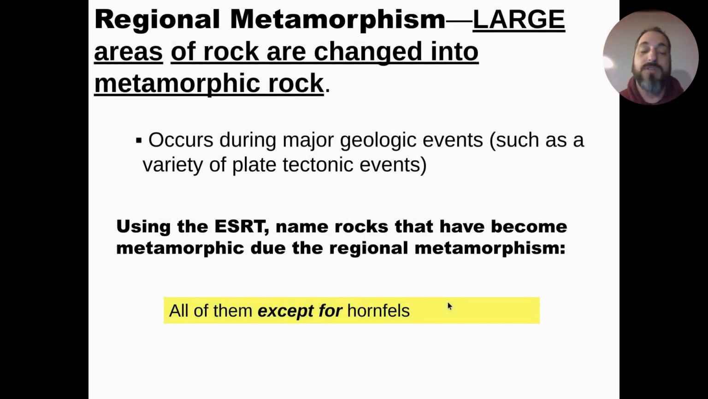All right, let's look at regional metamorphism over contact. So regional metamorphism occurs over a large area, and the large areas of the rock are changed into metamorphic rock. It occurs during major geologic events, such as tectonic plates coming together, subduction, that sort of thing.